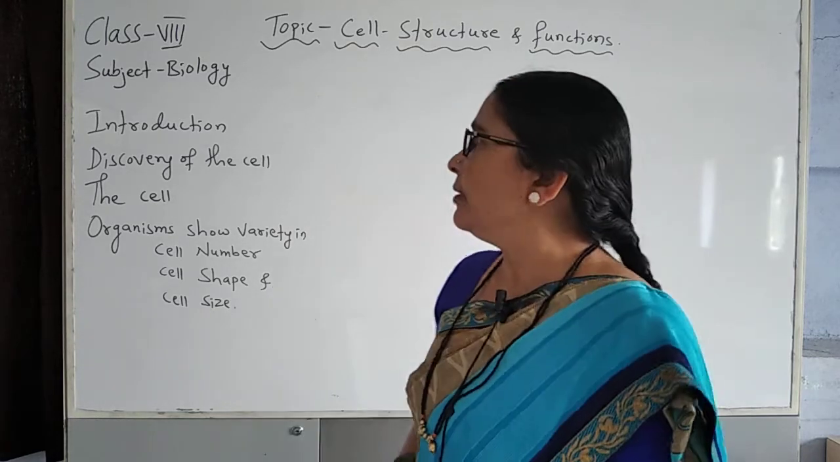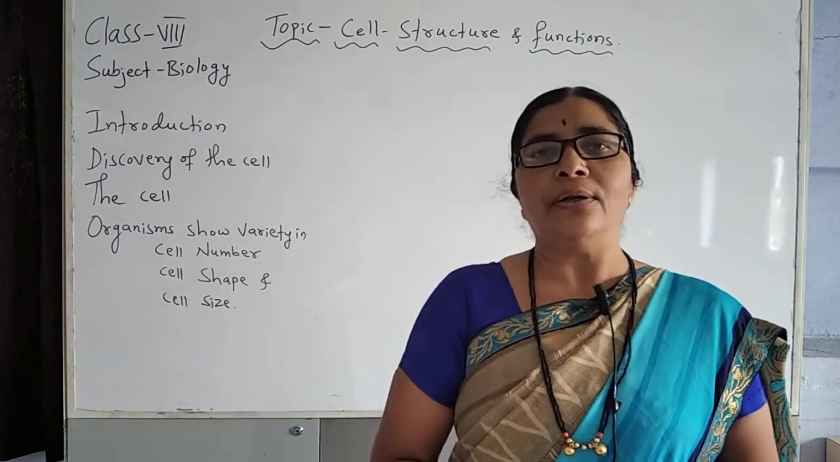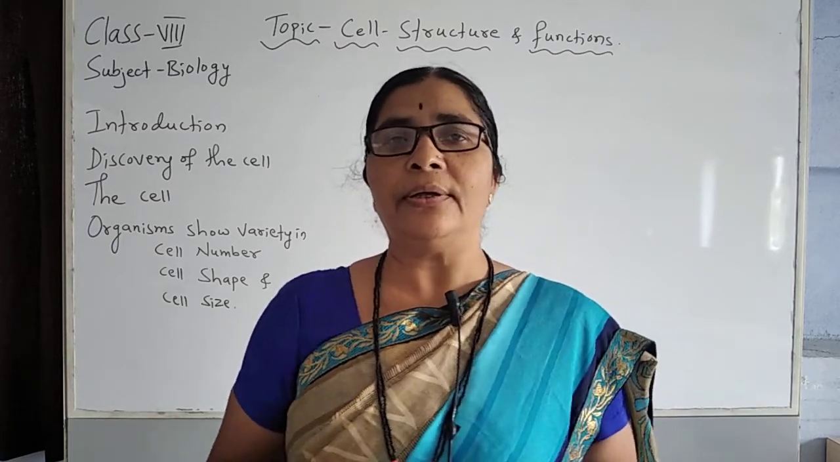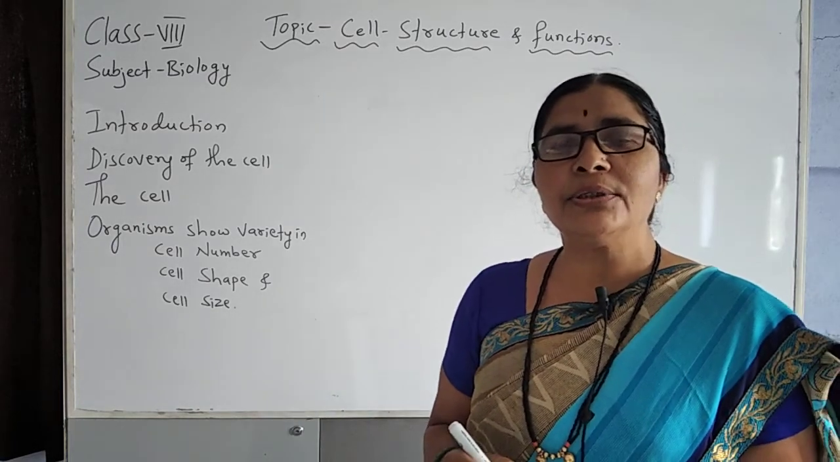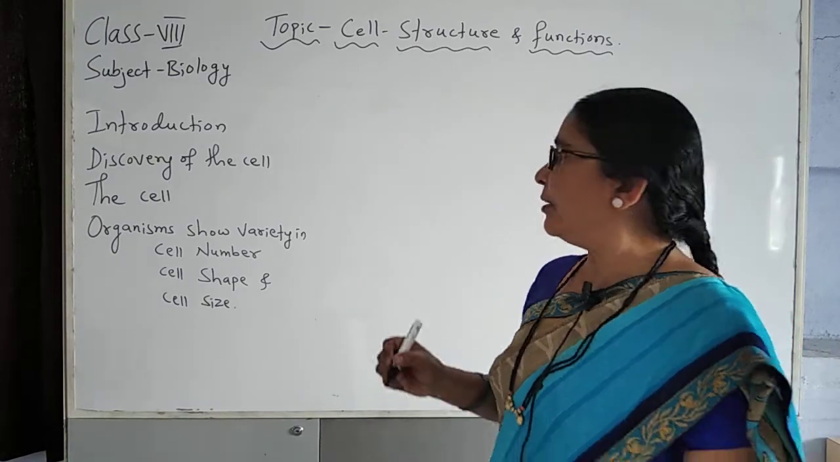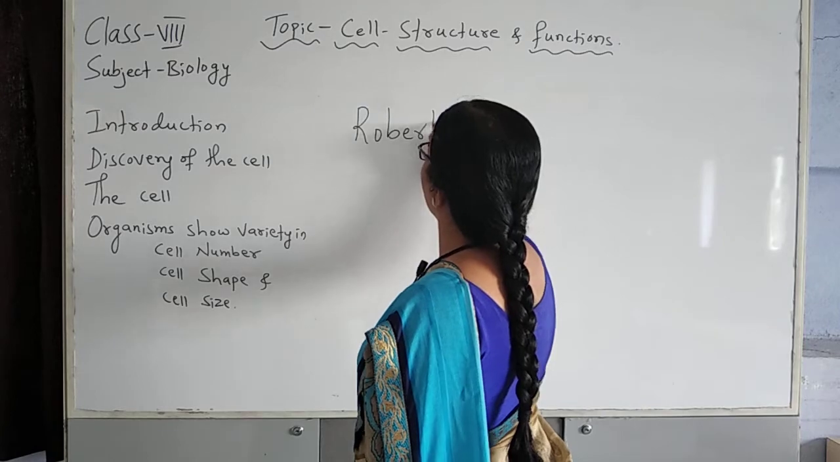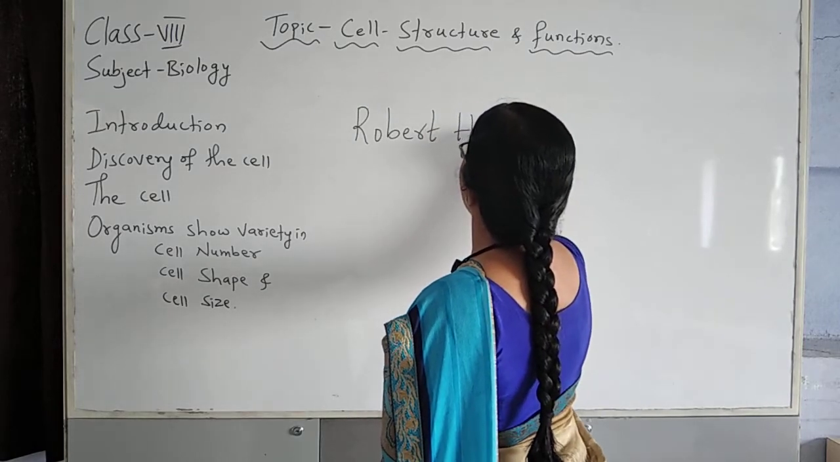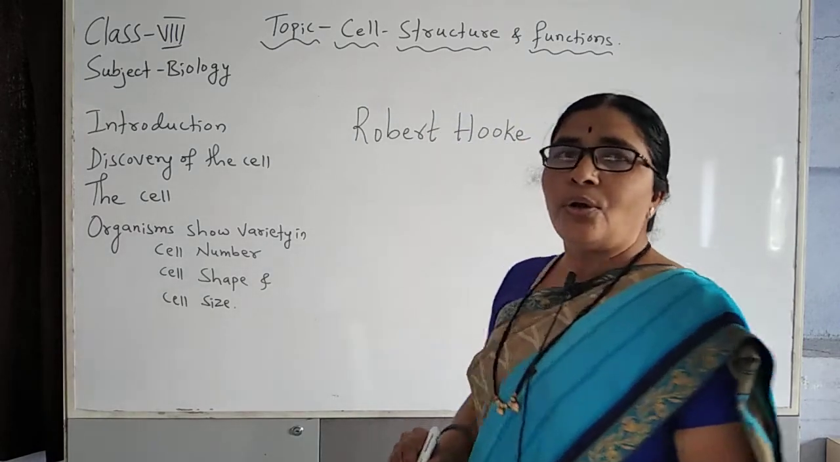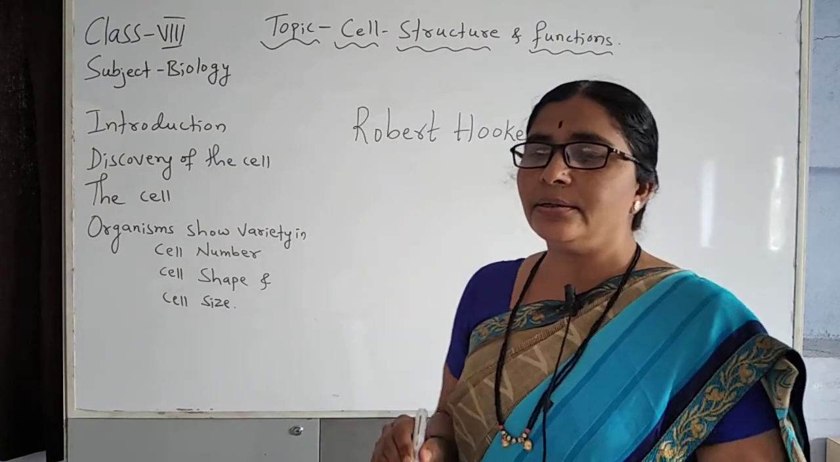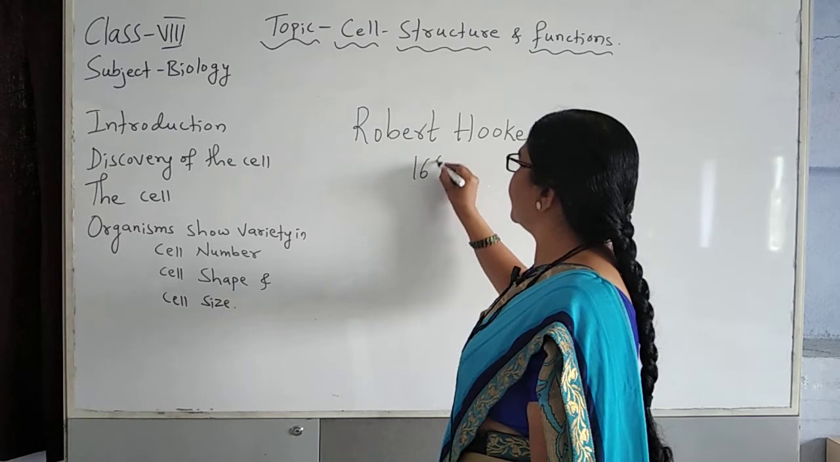Then we'll go to the discovery of the cell. Who discovered the cell? Very important. The cell was discovered by Robert Hooke. Robert Hooke discovered the cell in the year 1665.